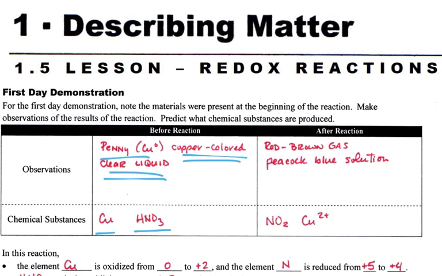Copper we know is Cu, nitric acid, HNO3. Then afterwards there was a nice red-brown gas, and then when the water came back in, there was a pretty peacock blue solution. So the gas was NO2 gas, and the peacock blue solution was the copper ion.